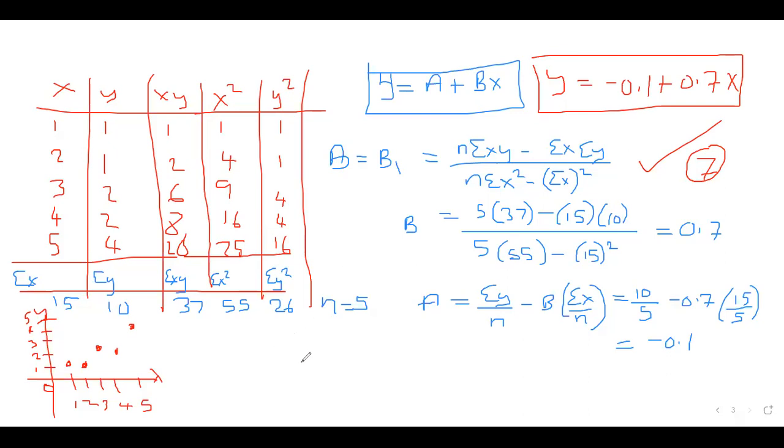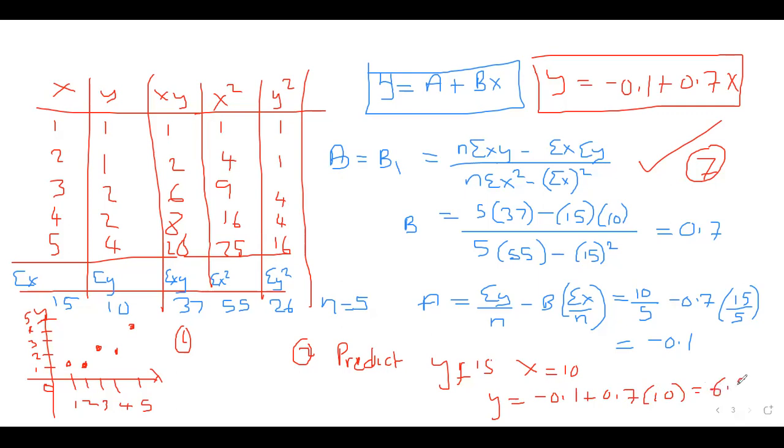So the regression equation is used, number 1, to show you how to plot or sketch. Number 2, to predict. So they ask you to predict y if x is 10. Where there is y, we put 10. Where there is x, we put 10. So we already have the regression equation. So where there is x, we put 10. So we're going to predict our y, and therefore it's going to be 6.9.